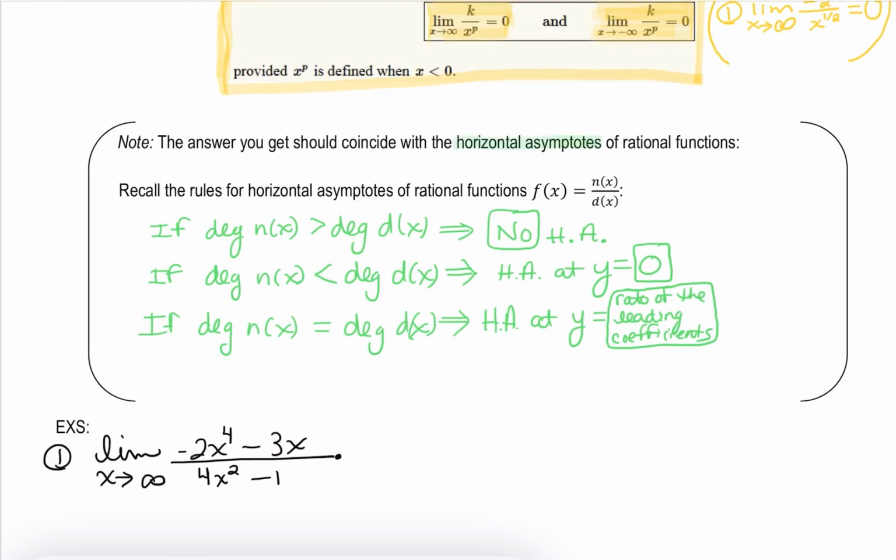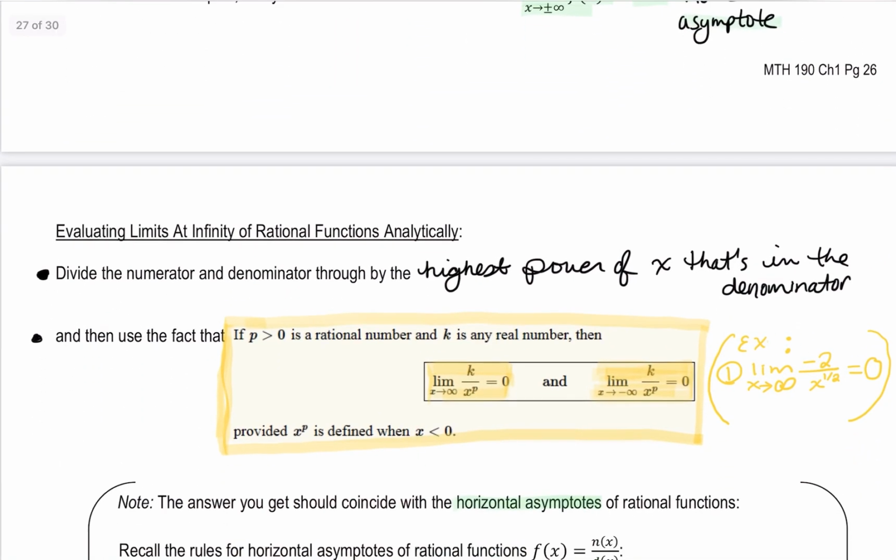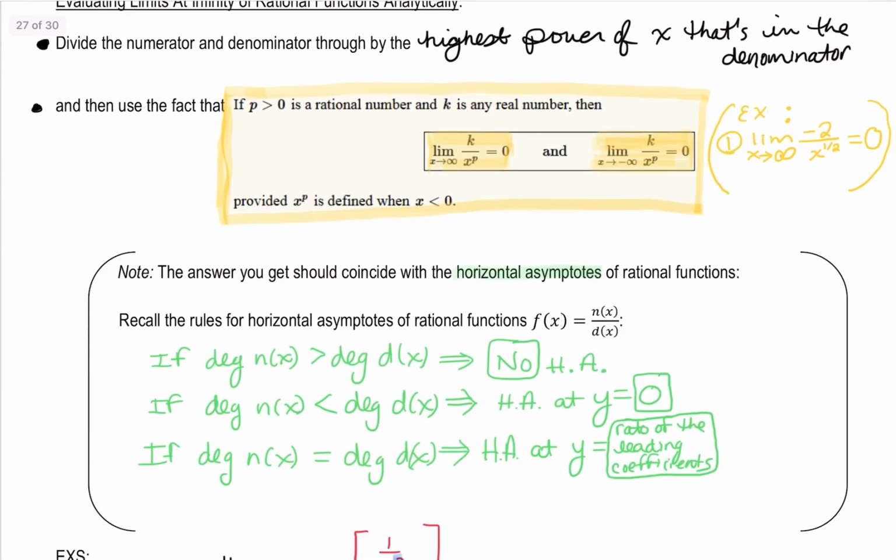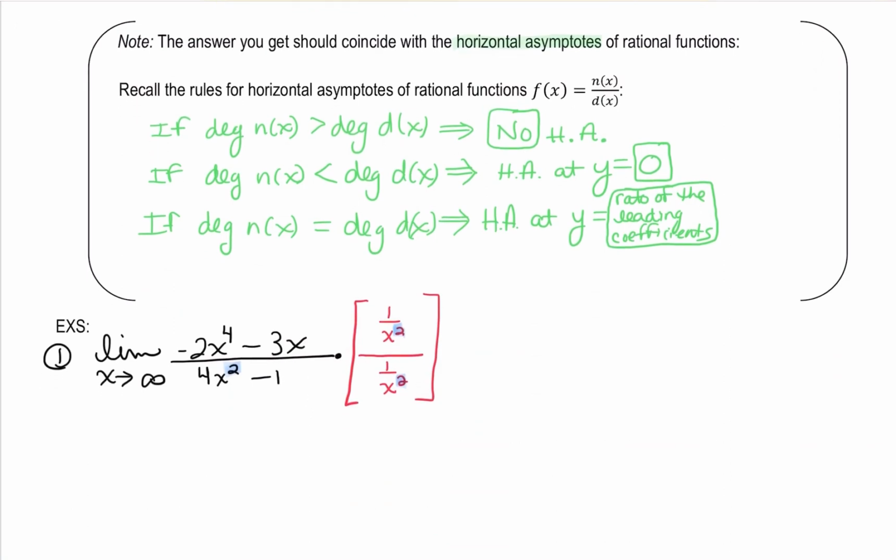So this is what we're going to do. We are going to do it the long proof way. I said you're going to divide through the numerator and the denominator, each term, by the highest power of x that is in the denominator. The highest power of x in my denominator here is 2. And that's why I'm dividing through by x squared. So we're following this first bullet: divide numerator and denominator by the highest power of x that's in the denominator. This is multiplying by a version of 1.